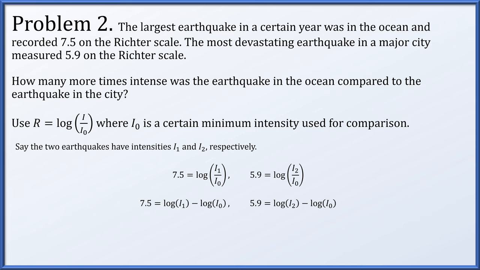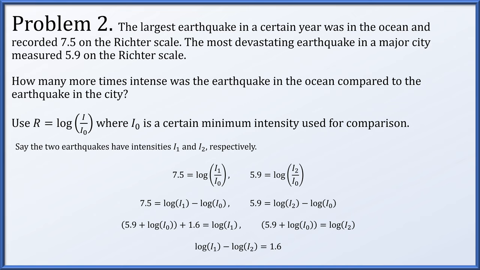Separating the log of a ratio as a difference of two logarithms, and then adding that logarithm to both sides, we can establish that 7.5 on the left, otherwise written as 5.9 plus 1.6, plus the log of I0 is equal to the log of I1, whereas on the right, 5.9 plus the log of I0 is equal to the log of I2. And the purpose of splitting the 7.5 into 5.9 plus 1.6 is so that we have a common term of comparison between the two.